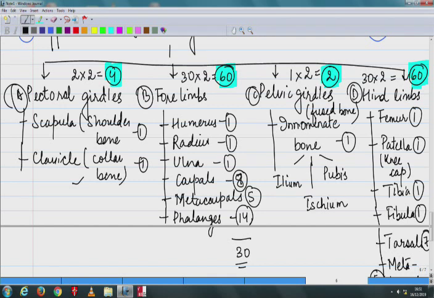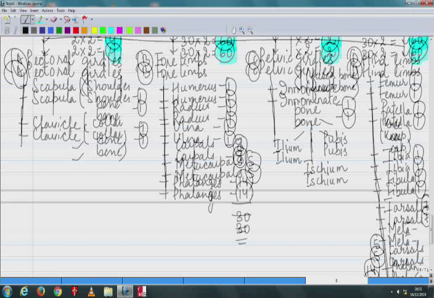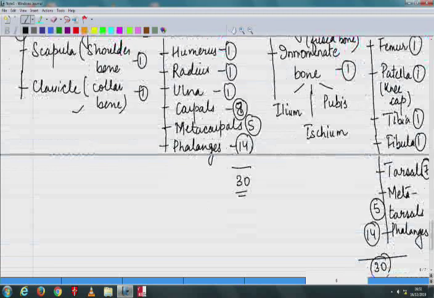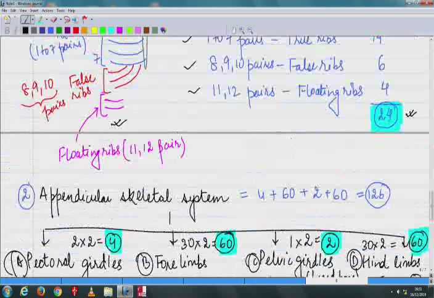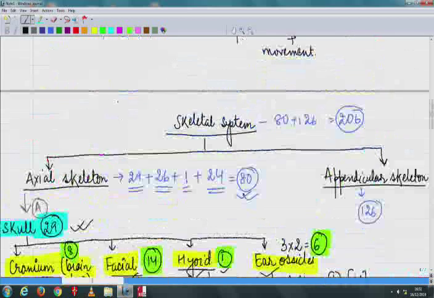Similarly, the hind limbs comprise femur, patella, that is kneecap, tibia, fibula, tarsals, metatarsals, phalanges. A total of 30 bones. So we'll add all of them: 4, 60, 60 and 2. Total of 126. Sorted? Clear?